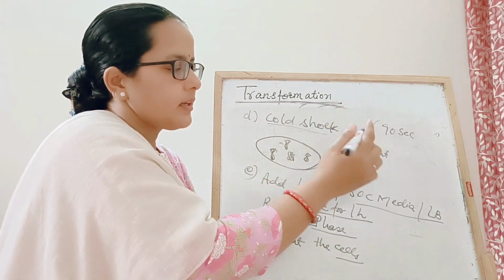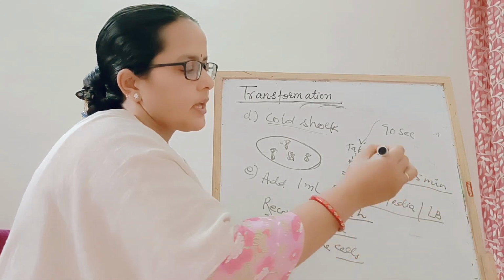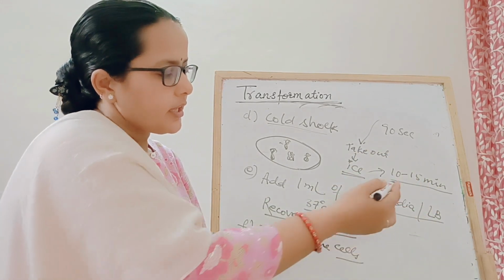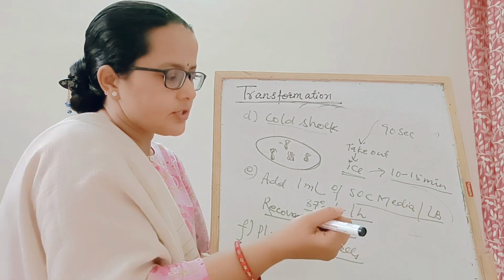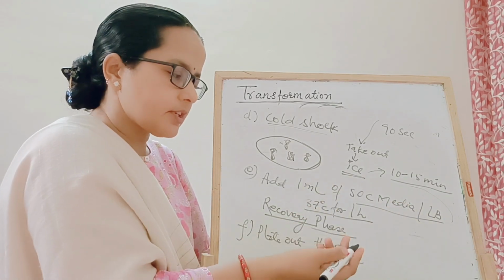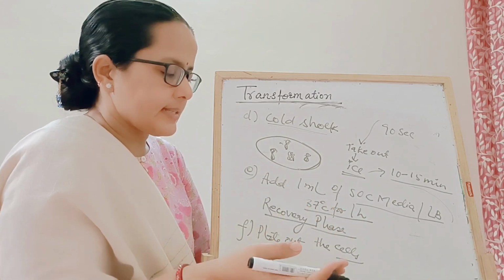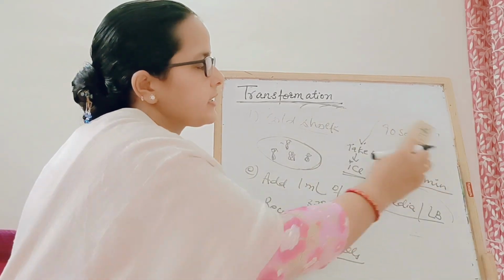आपने कोल्ड शॉक दिया कितनी देर के लिए? 10 to 15 मिनट के लिए, which is more than sufficient. After cold shock, immediately you have to add warm SOC media or LB media. Then place the tubes at 37 degree for 1 hour. This is recovery phase. Now plate out the cells. अब आपने plating करनी है.